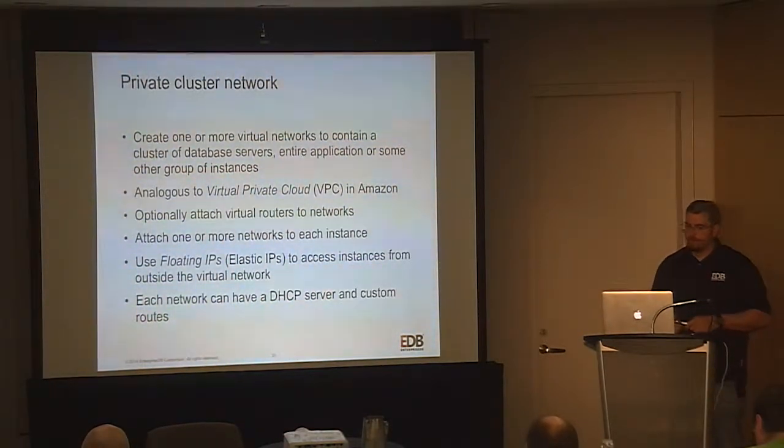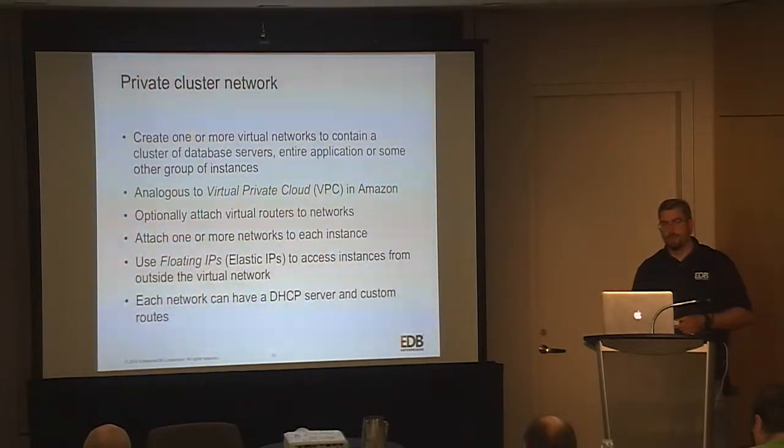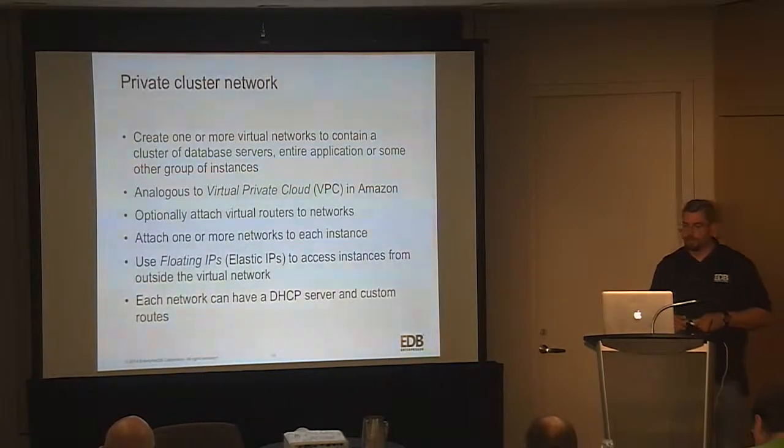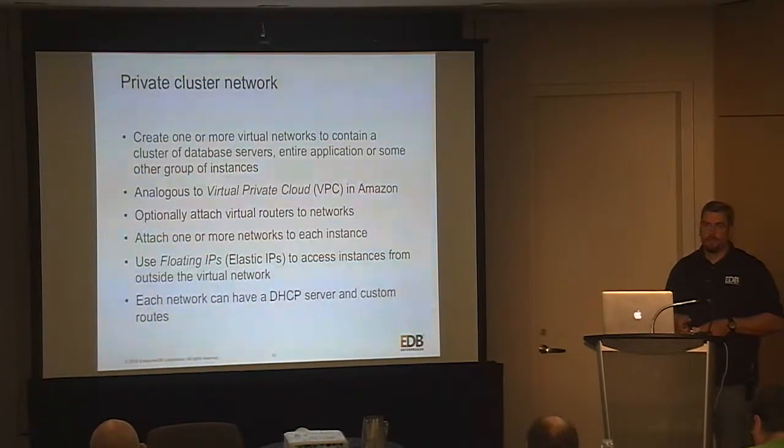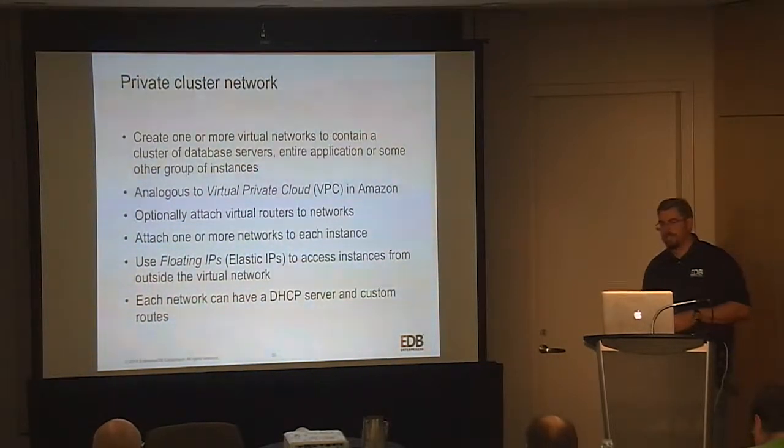You can then use floating IPs, in Amazon terms the elastic IPs, to access the instances from the outside world. So if you've got a cluster of Postgres servers in one VPC, you'd maybe map a floating IP to the machine that's running the load balancer across the top of them. And each network finally can have its own DHCP server and custom routes, so you can set things up so the IP addresses are automatically allocated and the routing is automatically set up as you need.